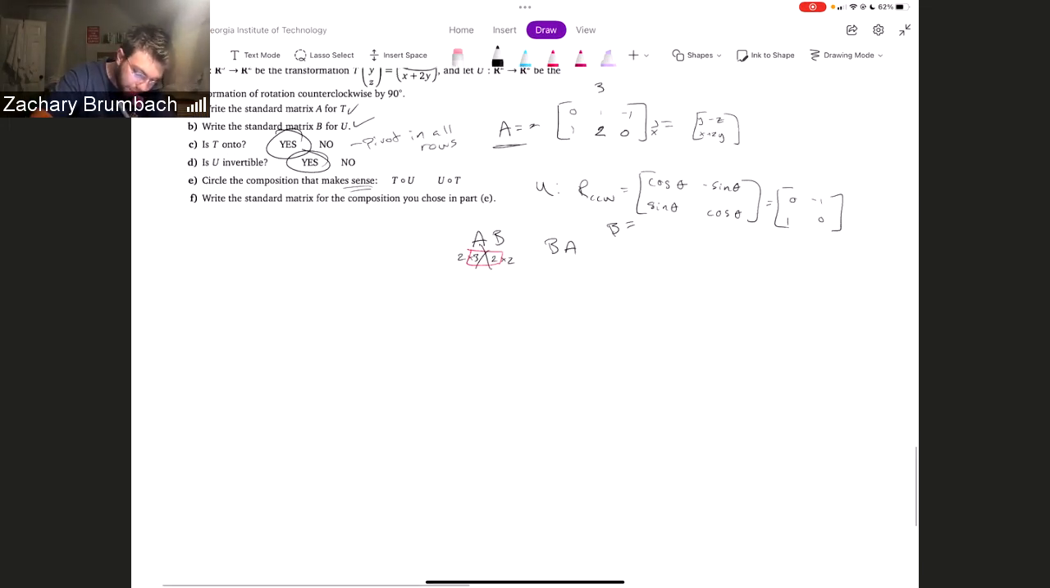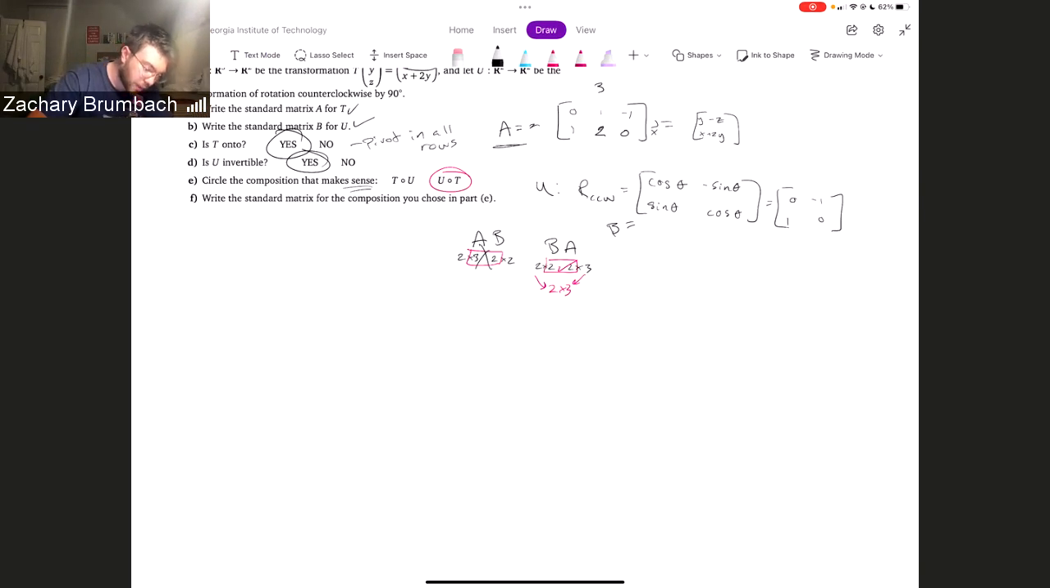For BA, it's a 2 by 2 times a 2 by 3. Draw my box once more. That is the same number, so it can be multiplied. So that's our answer. It would result in the two numbers outside of the box, a 2 by 3 matrix.